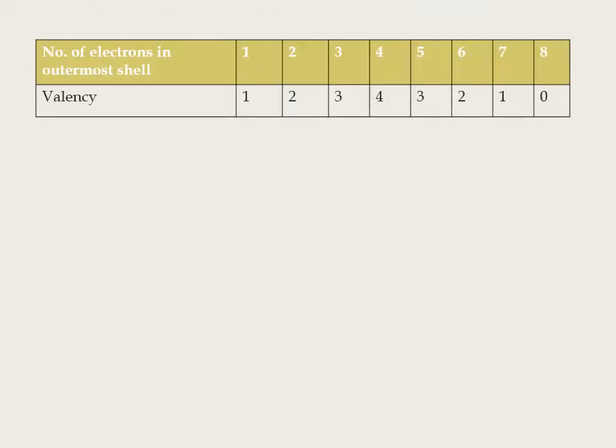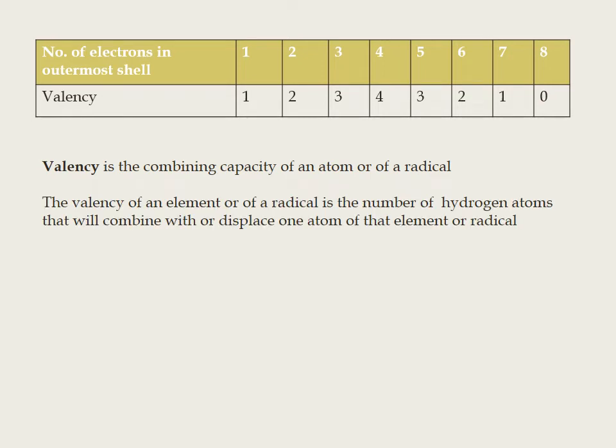In the table below, we'll see the number of electrons in the outermost shell with their valency. Valency is the combining capacity of an atom or of a radical. The valency of an element or of a radical is the number of hydrogen atoms that will combine with or displace one atom of that element or radical. Let's see some examples of sharing of atoms.